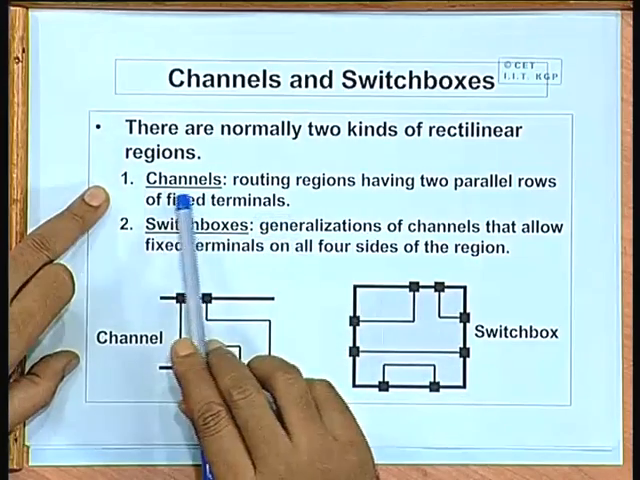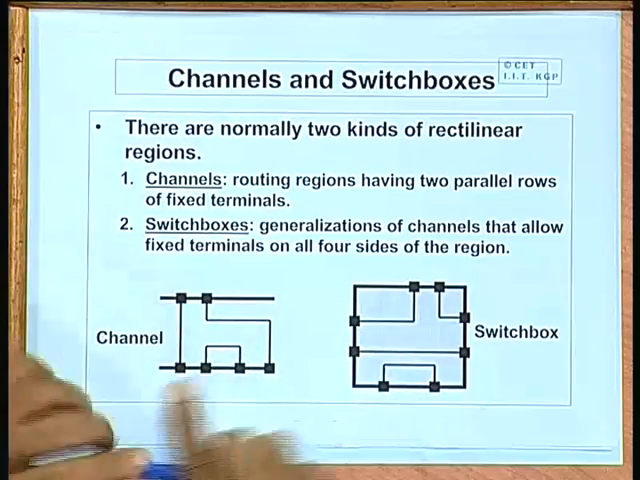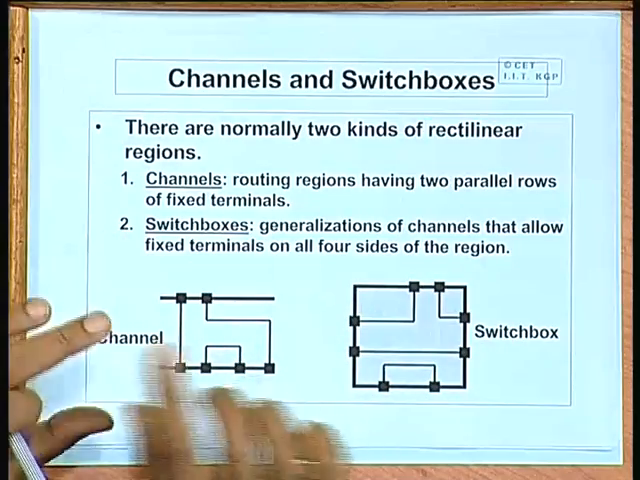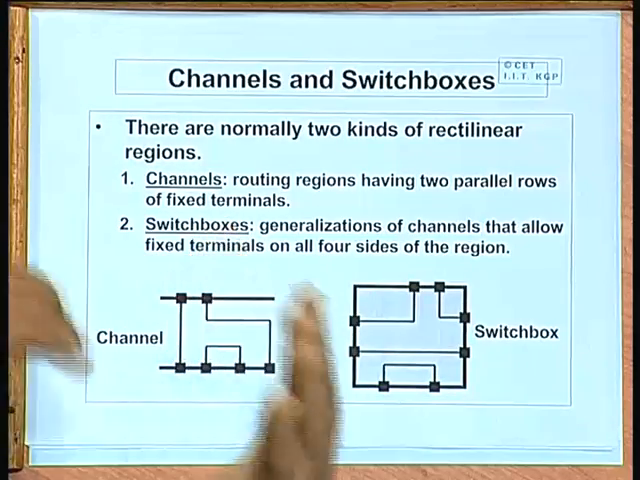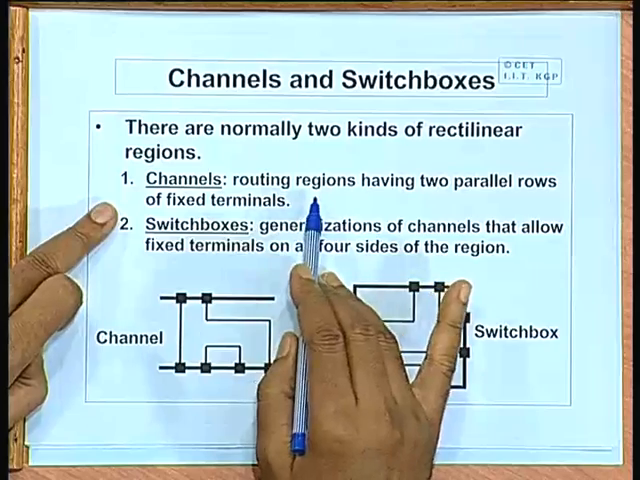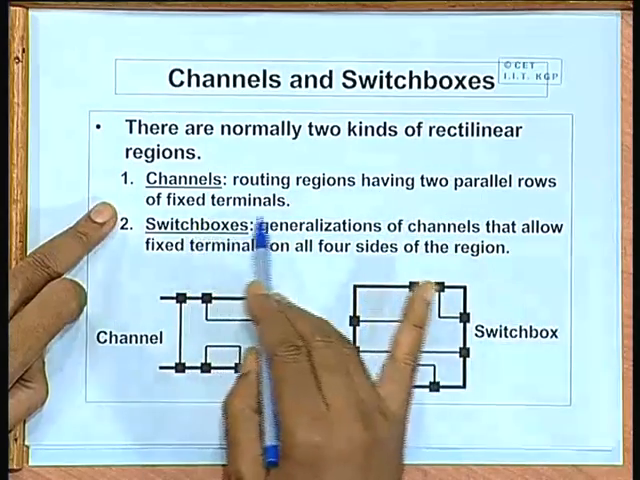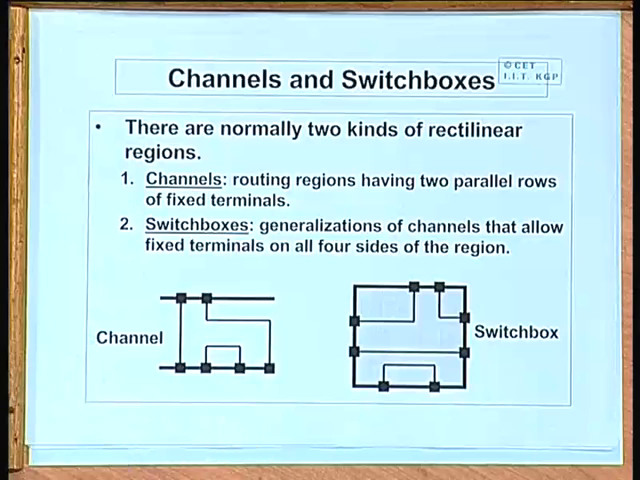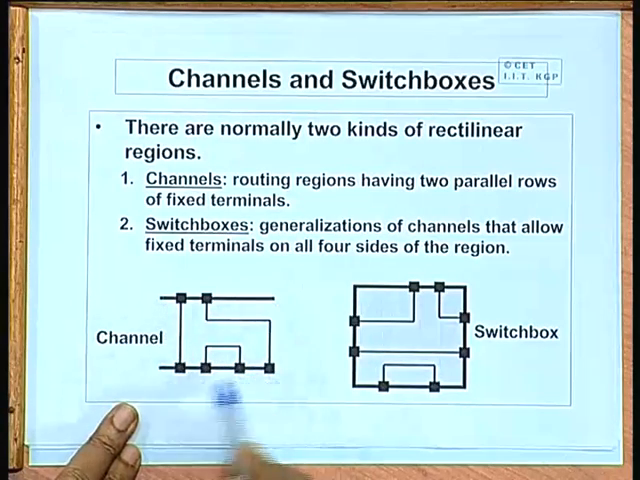So, just coming back to channels and switch boxes once again. Earlier we had categorized channels as horizontal and vertical, but without loss of generality, you can consider all channels as horizontal. You can always rotate it by 90 degrees and consider the other way around. So, a channel is a routing region which has 2 parallel rows of fixed terminals on top and bottom, like this diagram shows. These are the 2 boundaries.